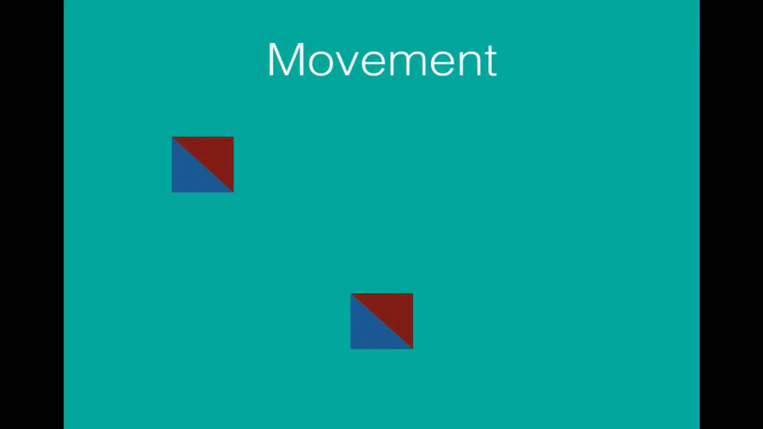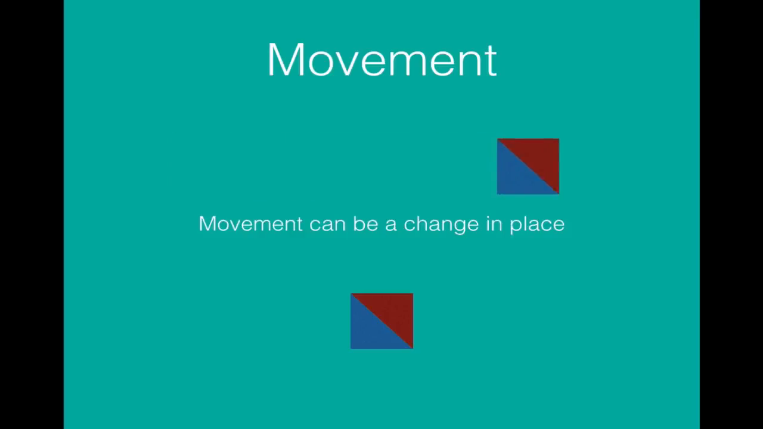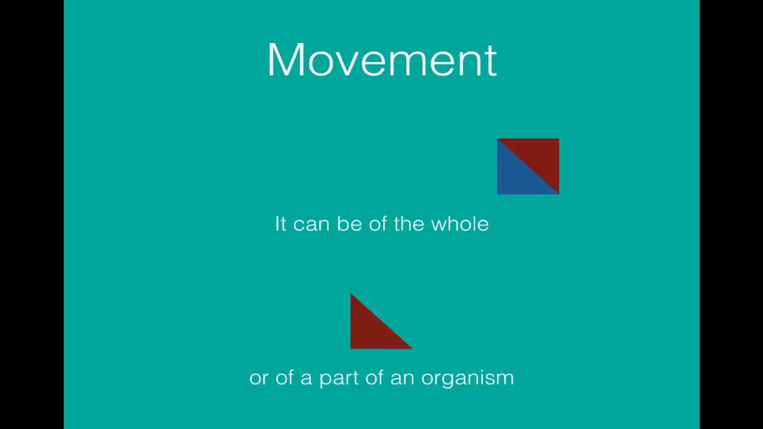We're going to now look through those different characteristics one by one, and the first one we're going to look at is movement. Movement can be a change in place, so moving from A to B. It can also be a change in position, so they stay in the same place, but they move. It can mean the whole organism can move, or part of the organism might be able to move.